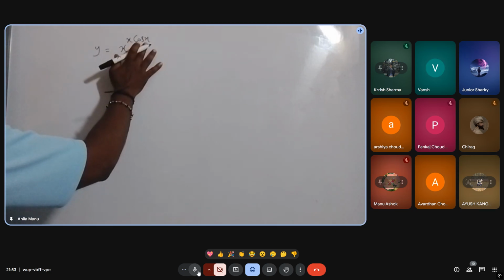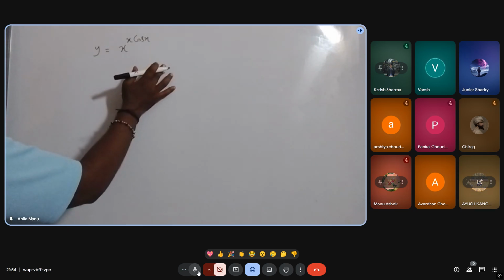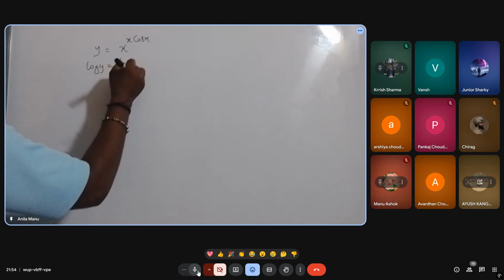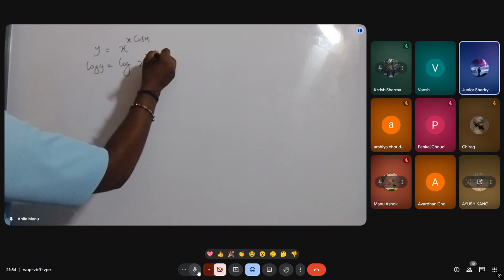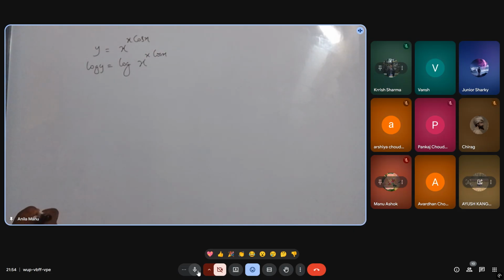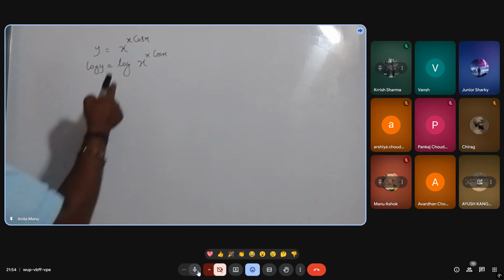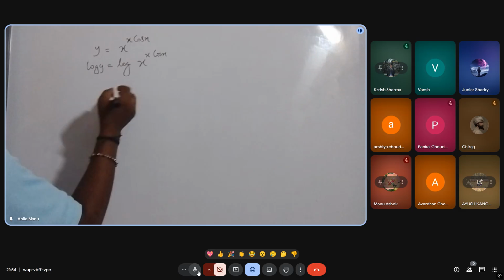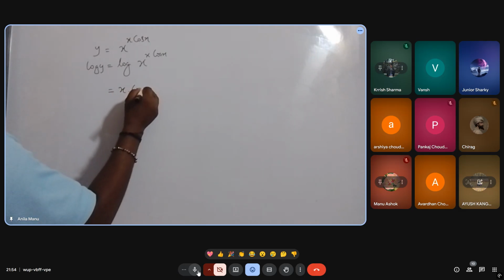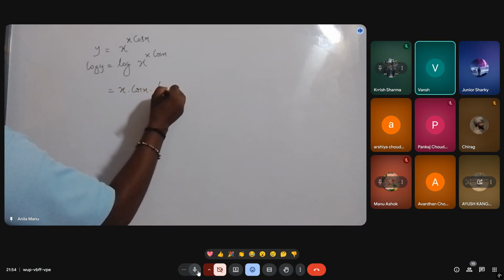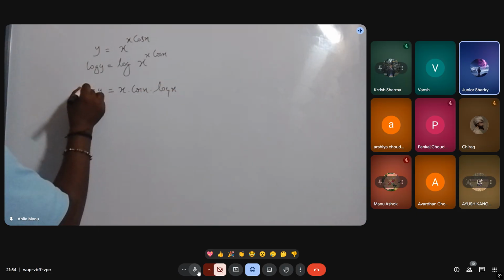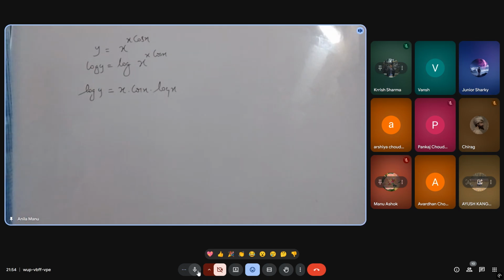So it is a function raised to a function, right? Taking log on both sides, log y is equal to log of x raised to x cos x. Now it is of the form log m raised to n, that's why n log m. Here n is x cos x, so you have log y is equal to x into cos x into log x. Did you get the idea?